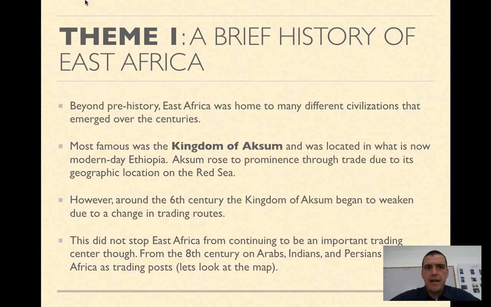Still continuing on theme 1, moving beyond the prehistorical period, East Africa became home to many civilizations, kind of like empires, if you will. And the most famous was the Kingdom of Aksum, which was located in what is now modern-day Ethiopia. And the Kingdom of Aksum rose to power and prominence because of trade. They were very good traders, and they took advantage of their geographic location along the Red Sea and the Indian Ocean.